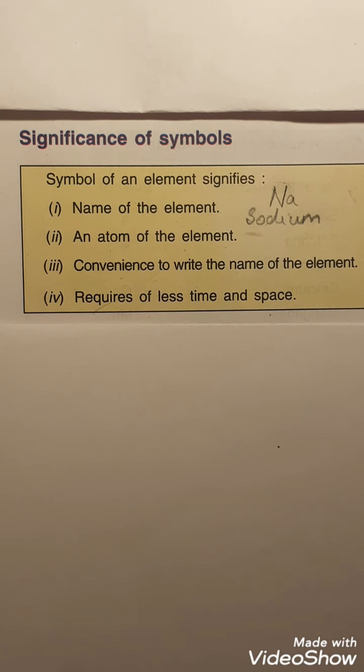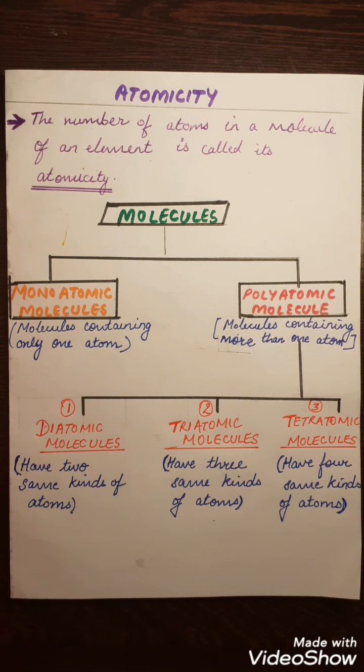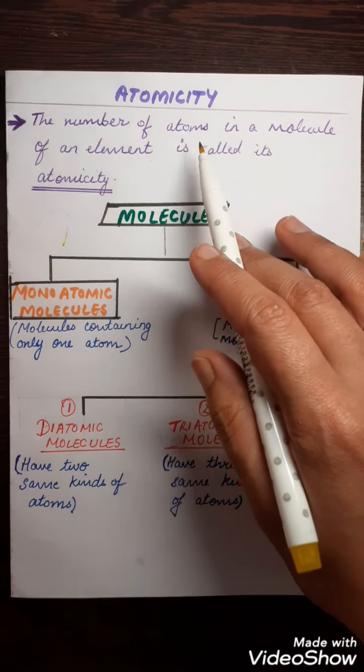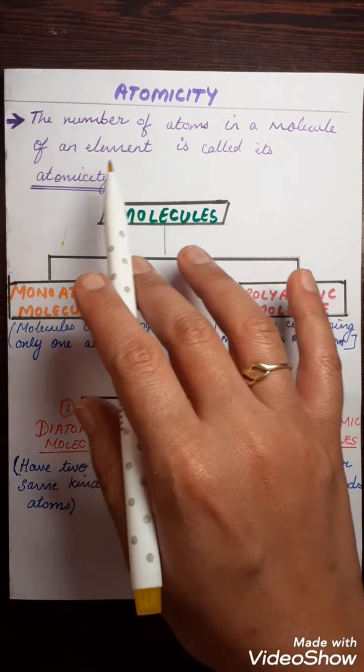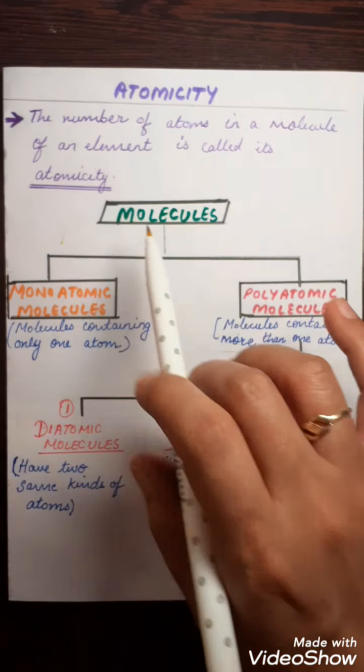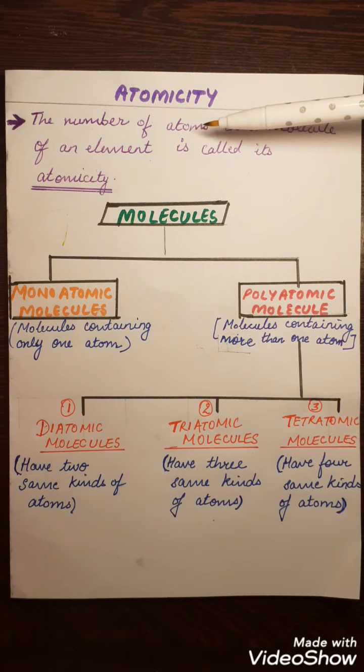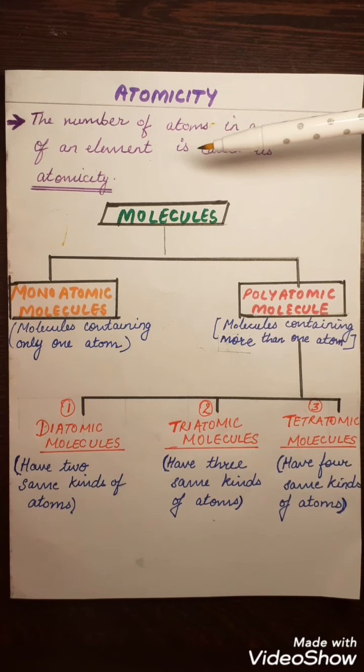Students, we will study about atomicity. What is atomicity? It is the number of atoms in a molecule of an element. Very important. Okay, so it tells us how many atoms are present in one molecule of a particular element.